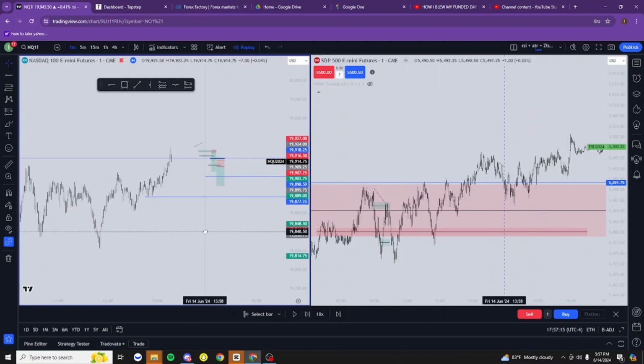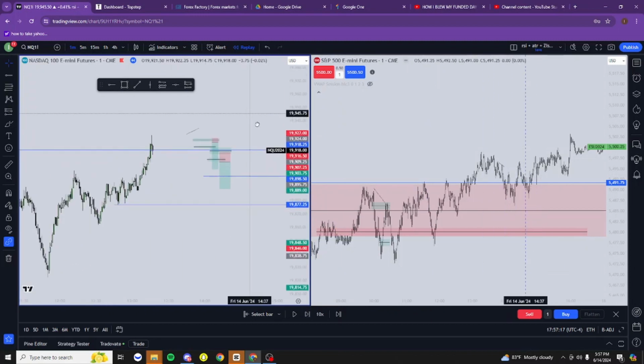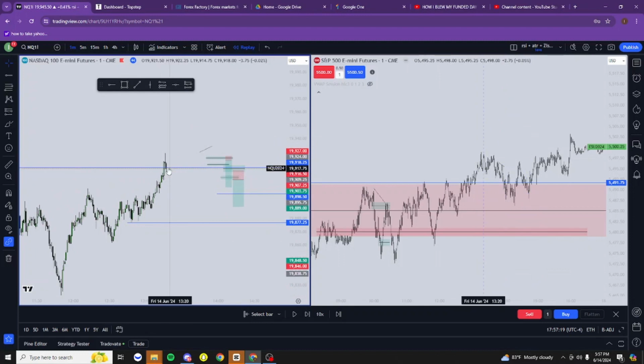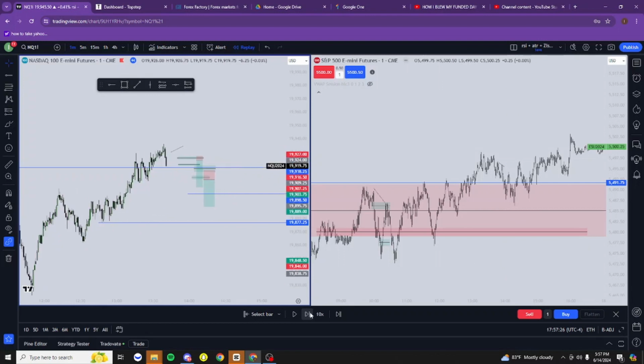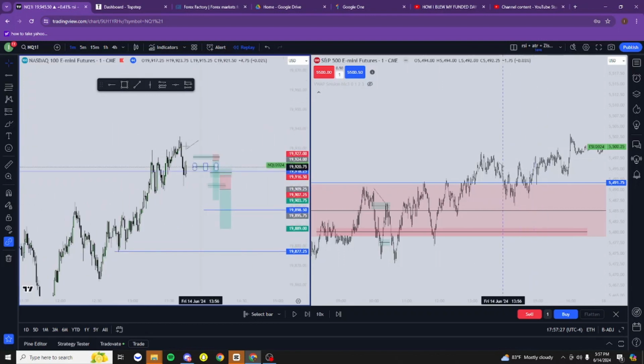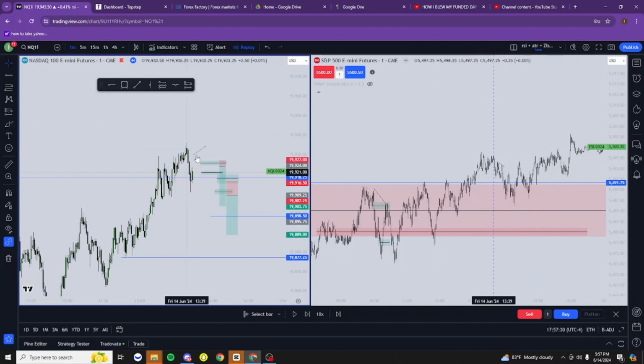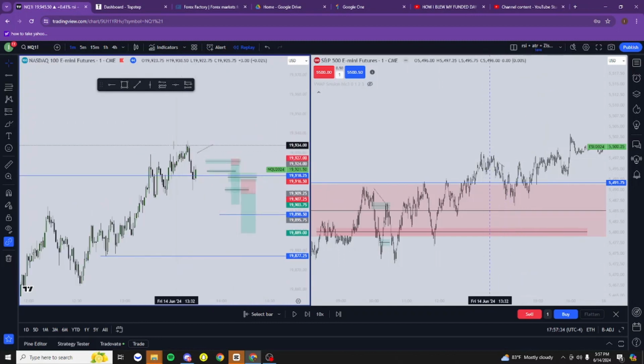Wait for price to develop. Okay, boom, swept the highs. Am I shorting now? No. Wait. Price develops. Okay, what's this? We start to change structure. We have a break of structure. Look it up if you don't know what that is.